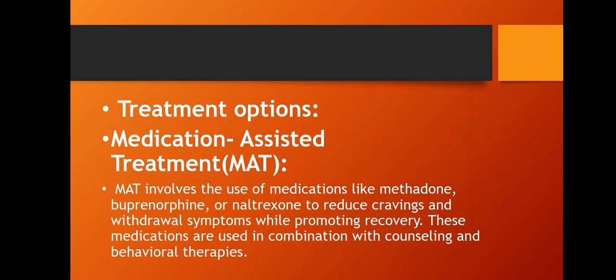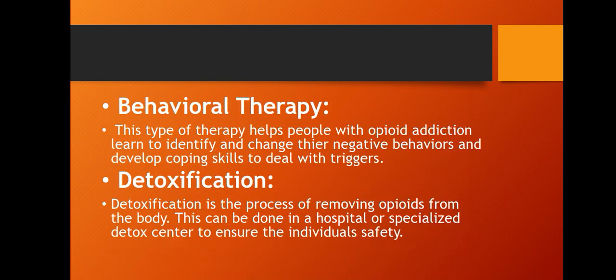Behavioral therapy: this type of therapy helps people with opioid addiction learn to identify and change their negative behaviors and develop coping skills to deal with triggers. Detoxification: detoxification is the process of removing opioids from the body. This can be done in a hospital or specialized detox center to ensure the individual's safety.